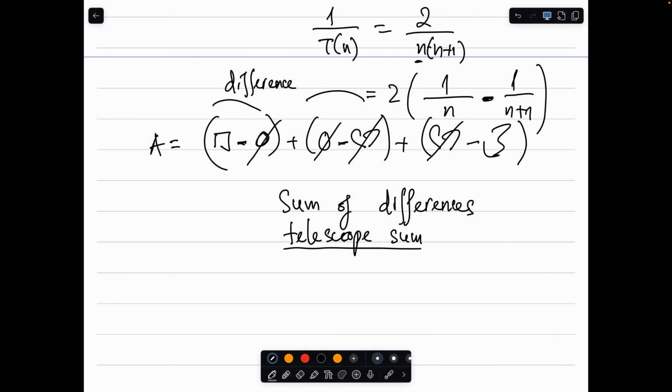Did you watch a movie on pirates? You see the telescope, right? Because you can expand it. This is the expanded form, and then you can collapse it. The collapse is that you just have the first and the last. That's what mathematicians call a telescoping sum. Okay, and it appears again and again in mathematics.